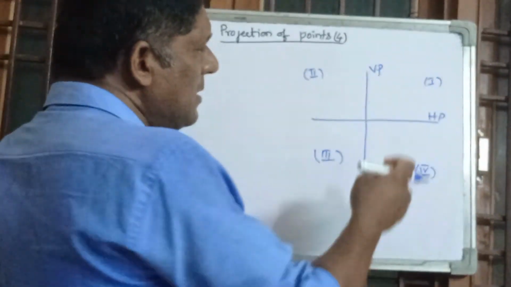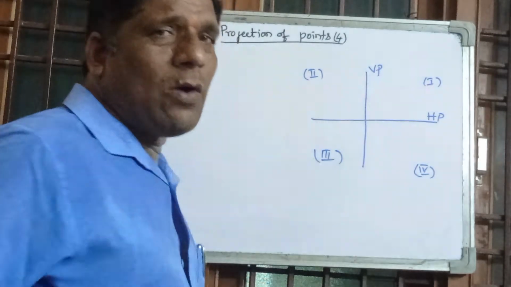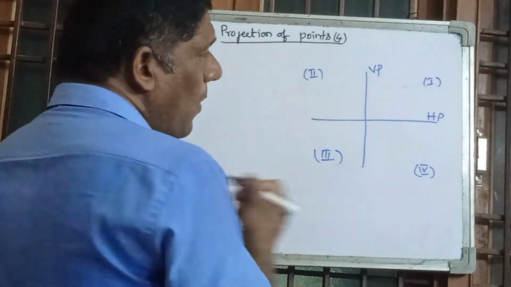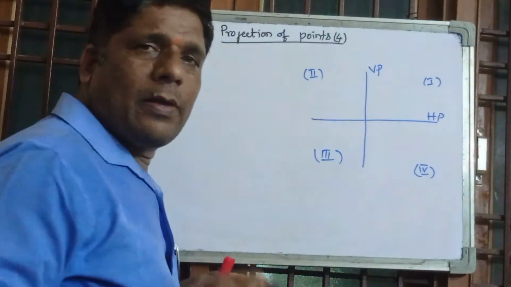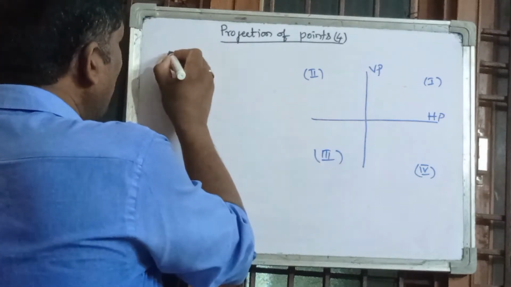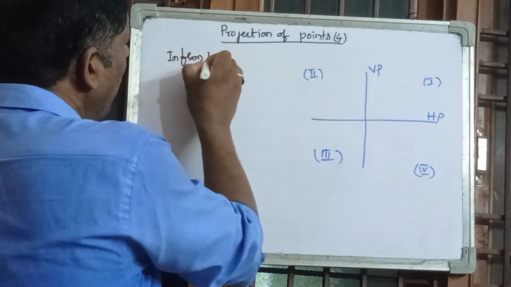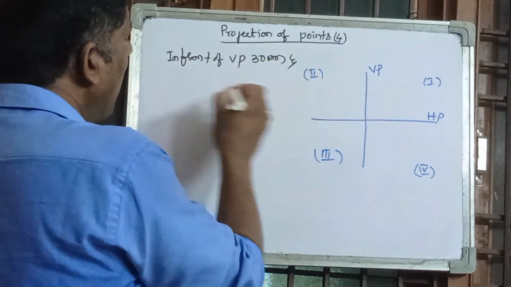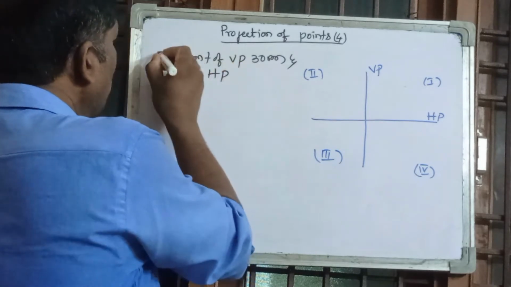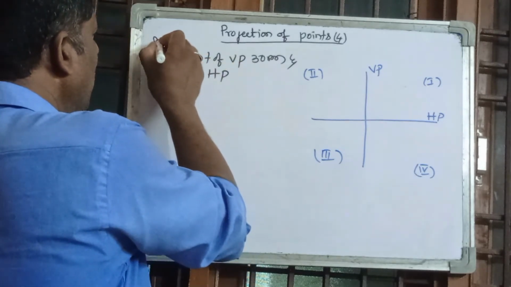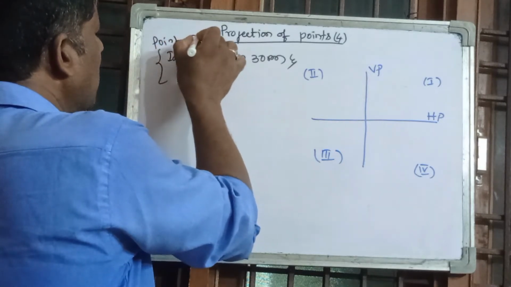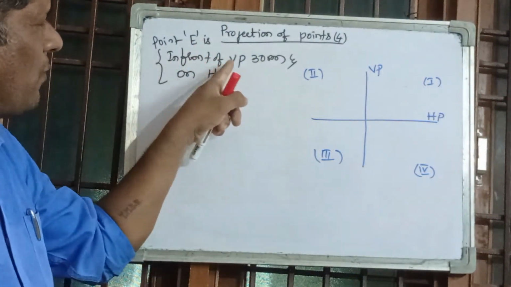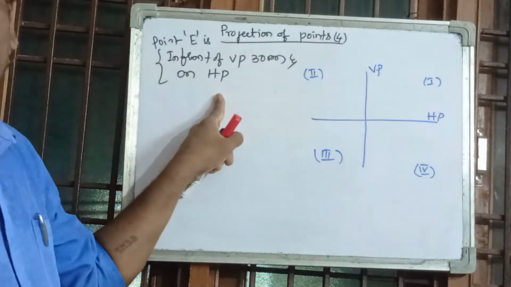So here, in the previous cases, the point above HP and in front of VP, how to solve that, we learned. And now, what we have to do: suppose the point is there in front of VP, listen carefully, 30 mm in front of VP and on HP. So this is the question. Point E is in front of VP 30 mm and on HP.